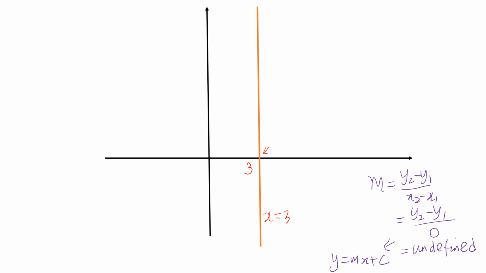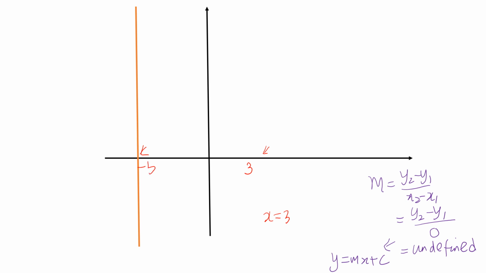Right. And this line can move along the x-axis. So supposing the line now moves to this side of the x-axis, and supposing this value is -5, then the equation of this vertical line will be x equals to -5. All right. Let's look at some other lines.